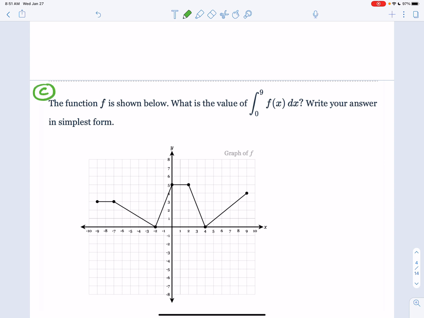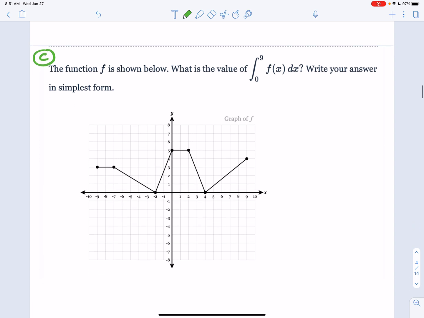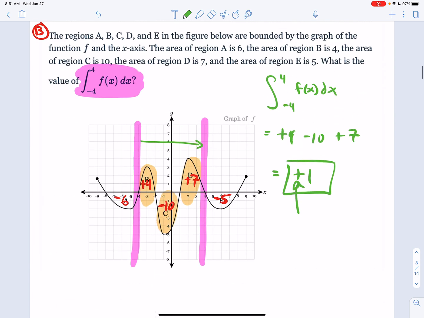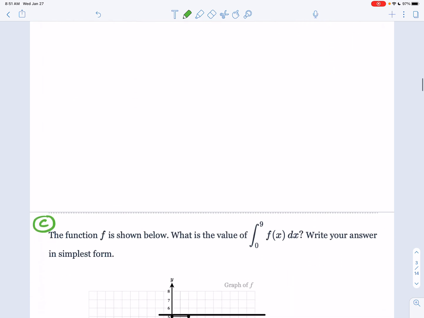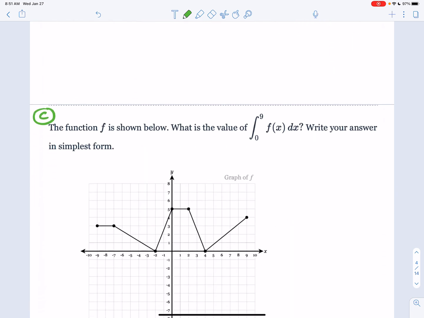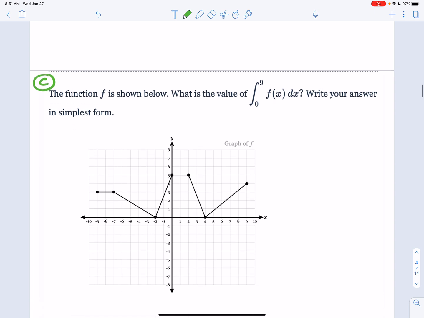So here, they don't really give you the areas, okay? Like A, B, C, D, E here, right? But you notice that the function is rigid in that it's very linear and that it's turning in corners, right? So they do that on purpose, and you guys will see this a lot on the AP exam.